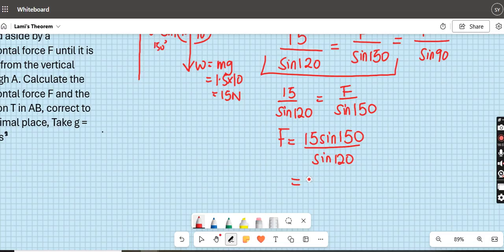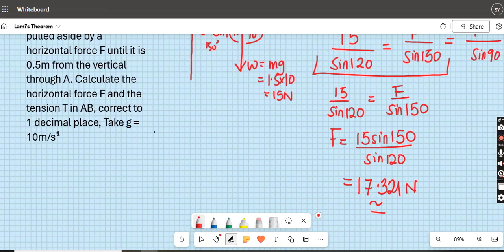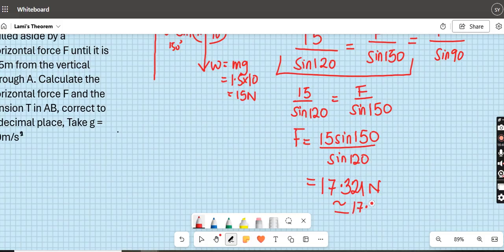If you compute it, you would get 17.321 Newton. And we are told we should correct our answer to one decimal place. So this will be 17.3 Newton. Sorry, that's not F. Just a minute. I apologize for that. 15 sine 150 over sine 120 will give us 8.6602 Newton. And that should be approximately 8.7 Newton.